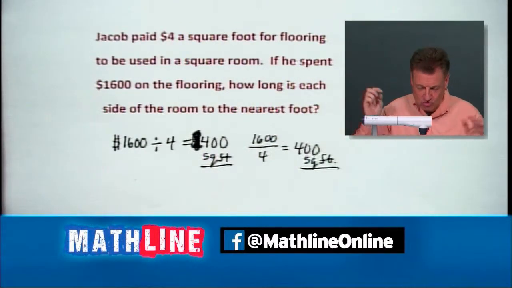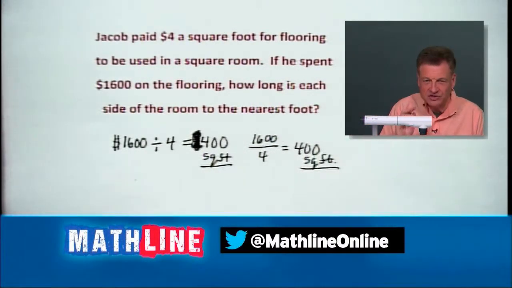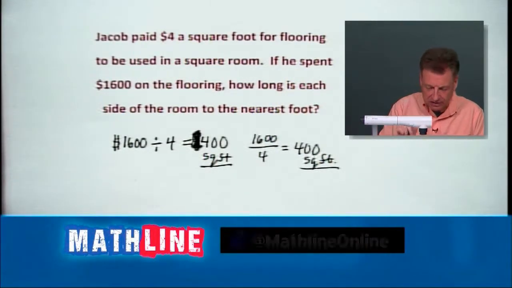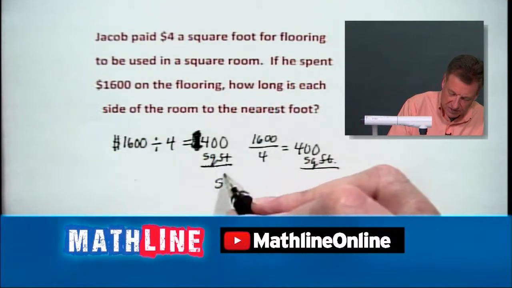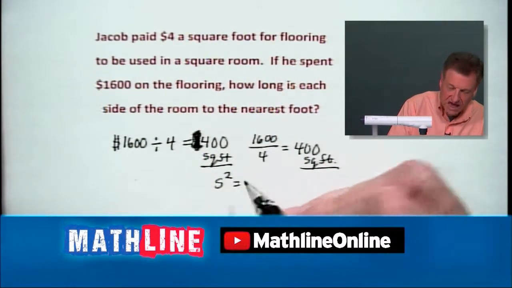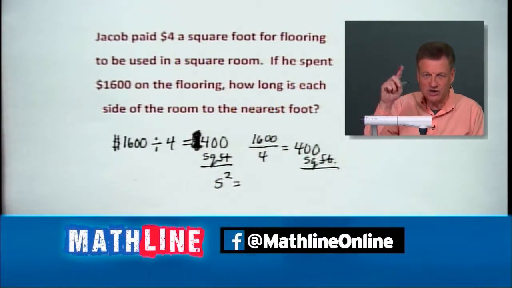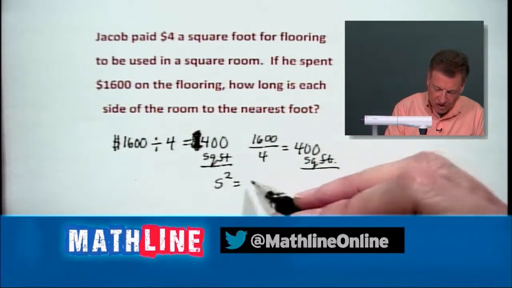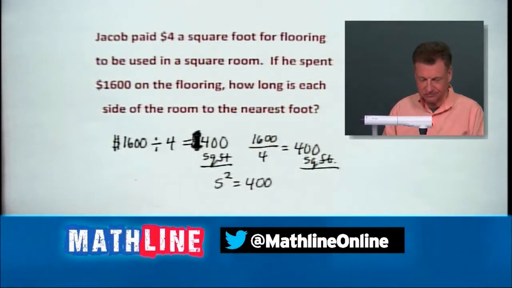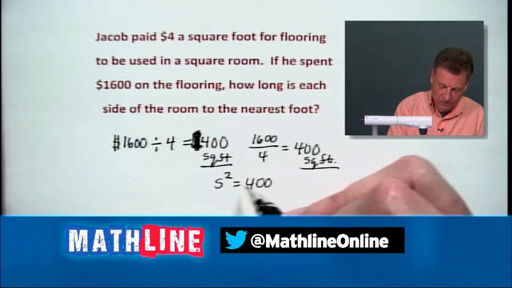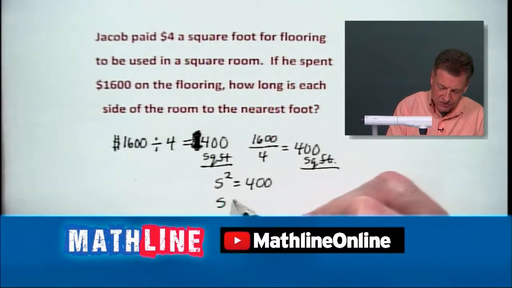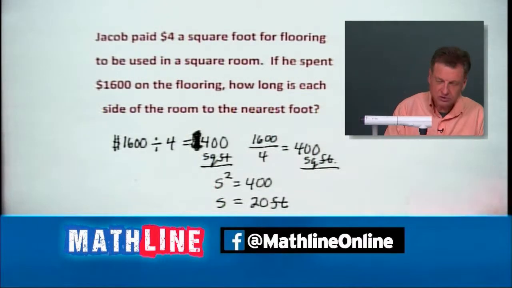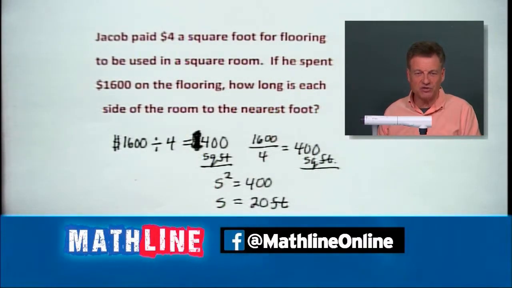I'm in a square room, all right? That means my length times my width gives me the area. So I'm going to say side squared, because length and width are the same, right? Do you agree with me? Equaling how much? 400, which is good because we can take a square root of 400. And our s would equal 20 feet. Those are our dimensions. Each side of the room would be 20.